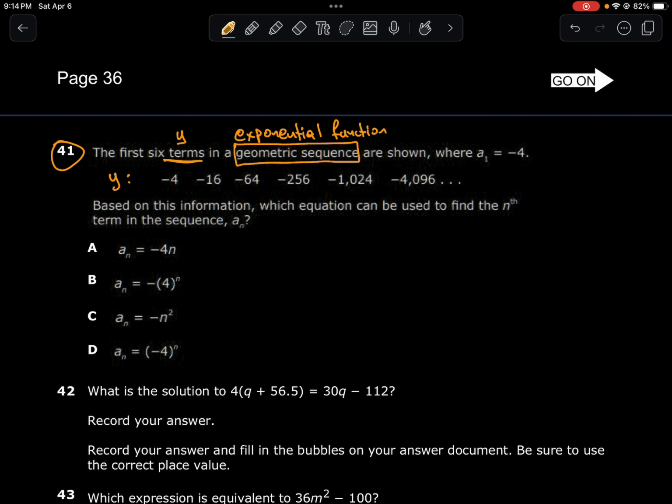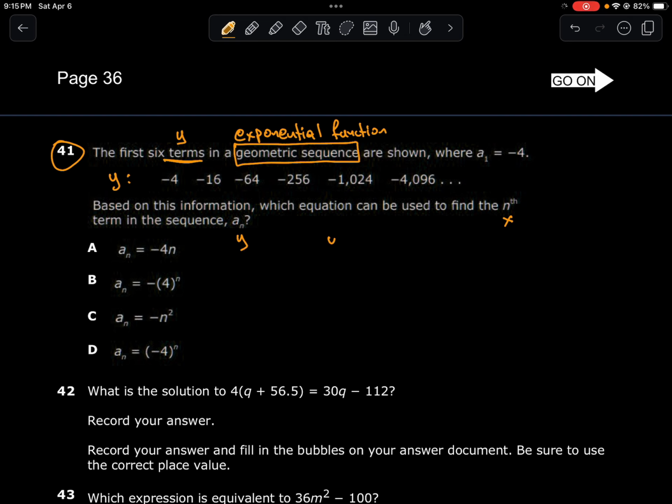Again, there is a formula and all that, but the graphing calculator is not going to recognize this formula, so I'm just going to consider it as an exponential function, and everything's going to work fine. Based on this information, which equation can be used to find the nth term of the sequence an? Well, they just need to find the function. This n is basically x, and this an is basically y.